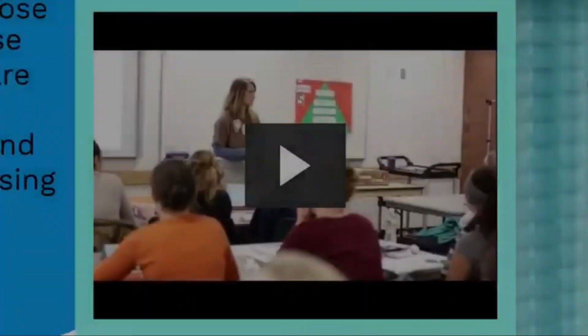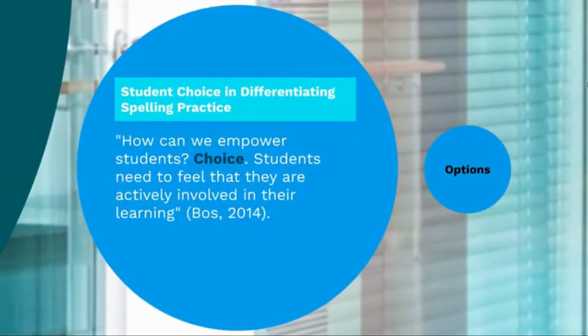Moving on to differentiated spelling practice. Charles Bose writes, empowers students. Many students with learning difficulties feel discouraged and unable to influence their learning. They turn the responsibility for learning over to the teacher and become passive learners. How can we empower students?